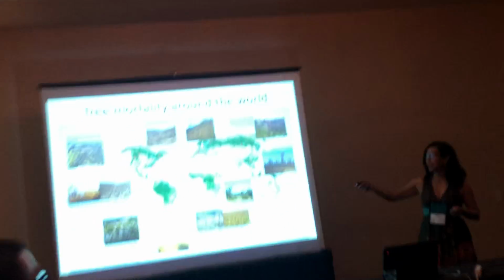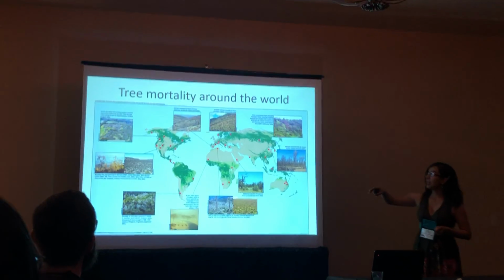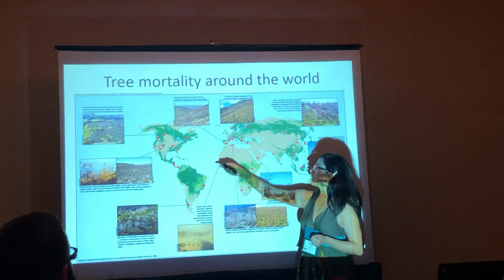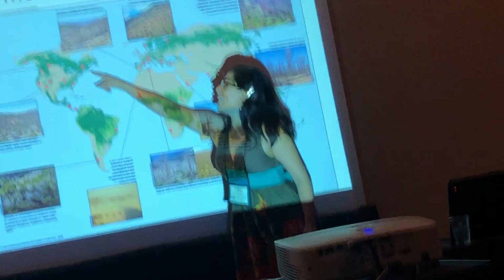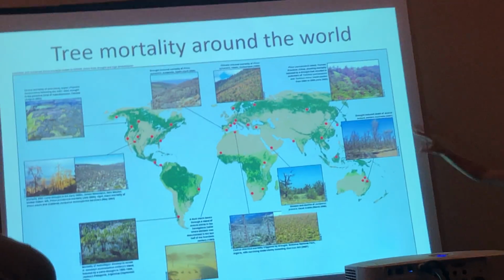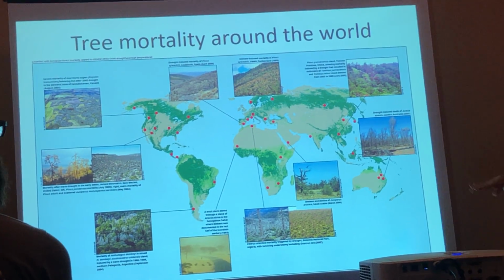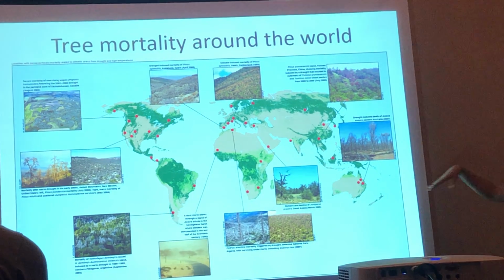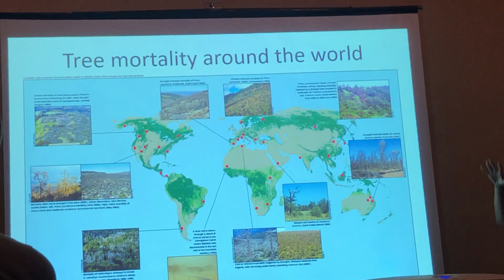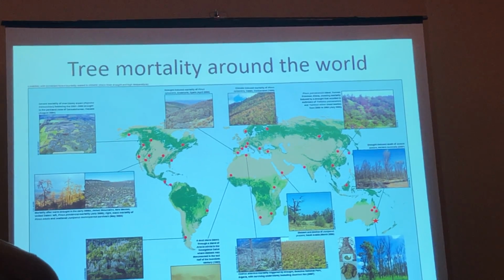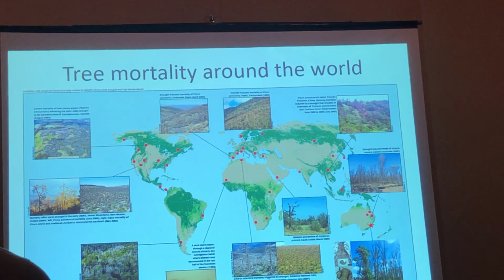In 2009, Craig Allen published this iconic paper, mapping all of the tree mortality around the world. You can see the points here in red, and they represent areas with high mortality. That was 10 years ago, right? In these 10 years, this map has become redder and redder, unfortunately, and I'm going to make it worse today by adding this dot here of Eucalyptus molucana.